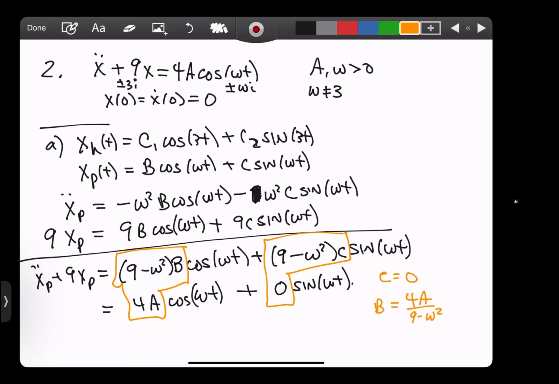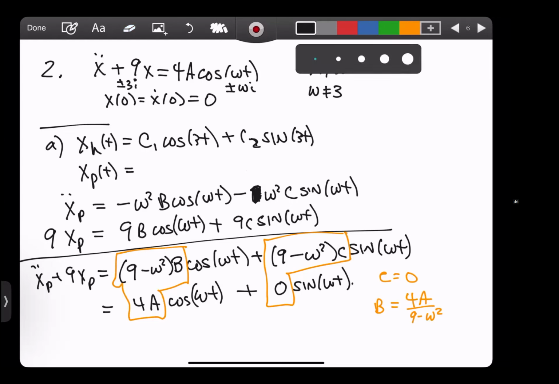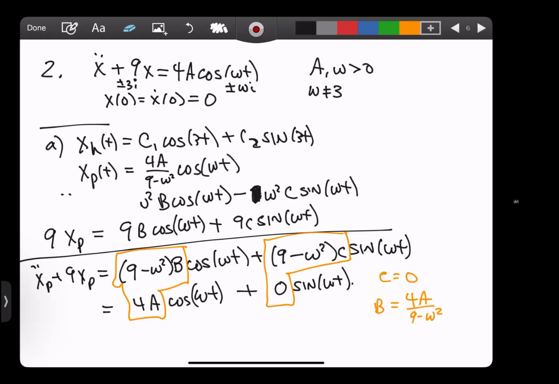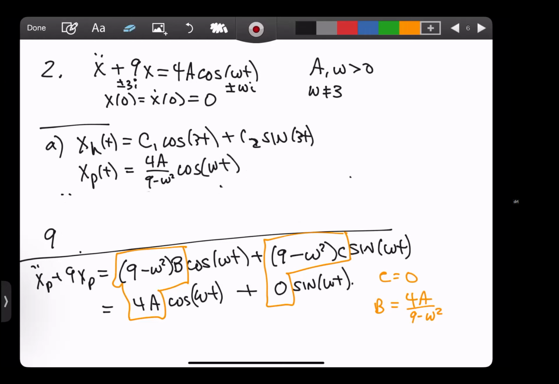All right, so now we actually know what xp looks like, and I'm going to go back up here and put that in. I'm trying to keep on the same page as much as possible. But xp now looks like this: 4a over 9 minus omega squared cosine of omega t. Let's get rid of all the rest of this stuff here. So that means our complete solution is going to be the sum of the homogeneous and particular parts, and that's c1 cos 3t plus c2 sine 3t.